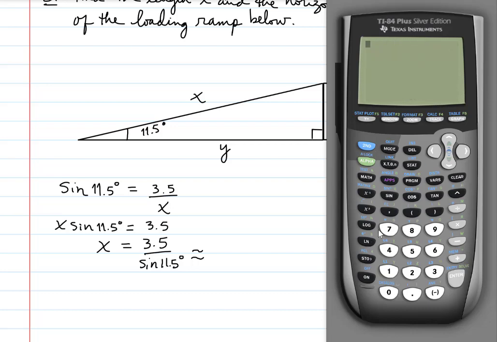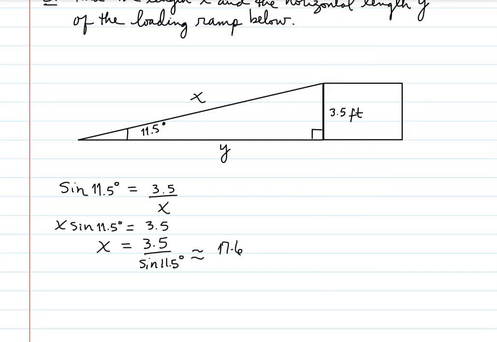So once you do that, you clear that out and put the whole thing in there. 3.5 divided by sine of, and this is going to take degrees because we changed the mode, 11.5. You don't have to put degrees, it already knows, close parenthesis, and then enter, and that should be the answer. So this is our answer here, 17.6. We're in feet, so this is going to be feet.